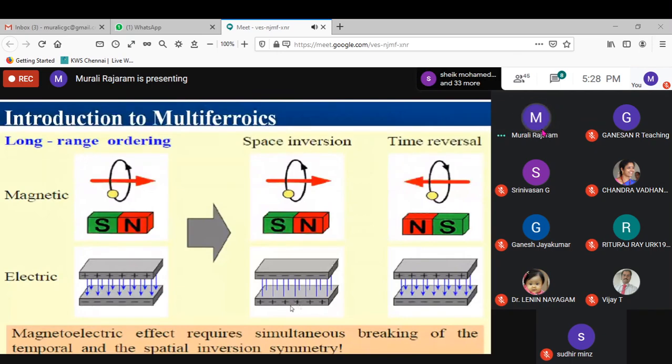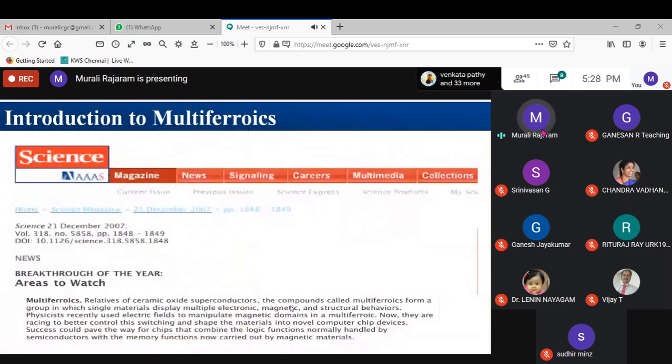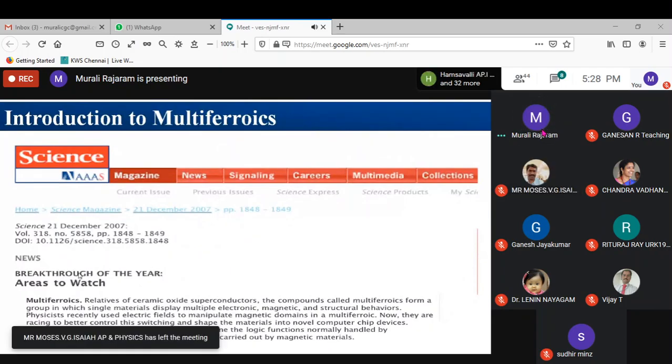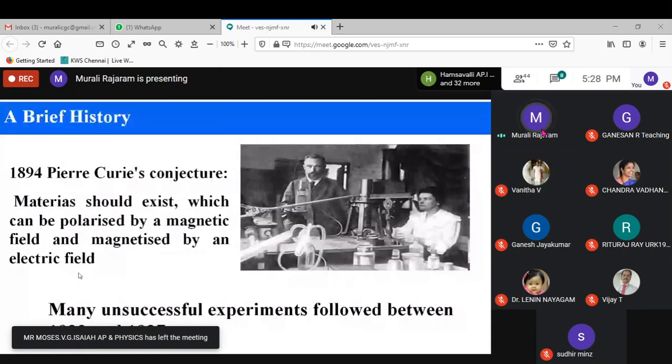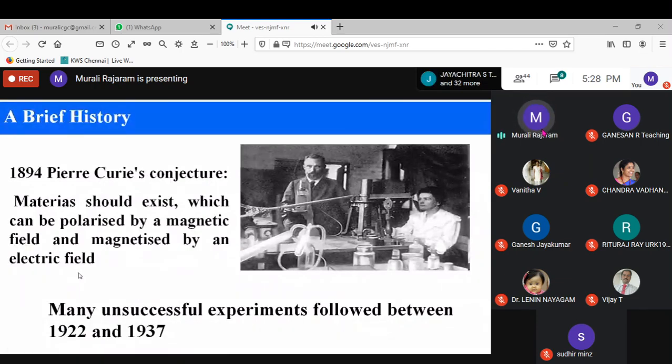So this class of materials, as I said, gained importance in science. They have mentioned one of the breakthroughs of invention around the year 2007. They say one of the breakthroughs in scientific invention is the invention of multiferroic materials. From then on, quite a lot of people have started working on this new class of materials called multiferroic materials. Now, in detail, let me just give a brief history about this class of materials.